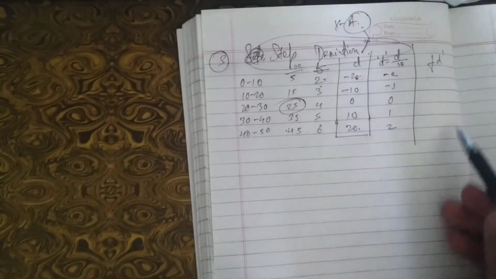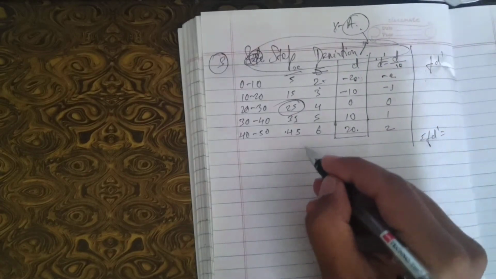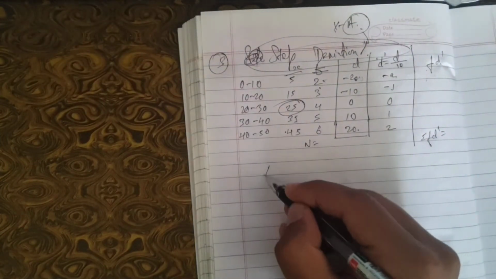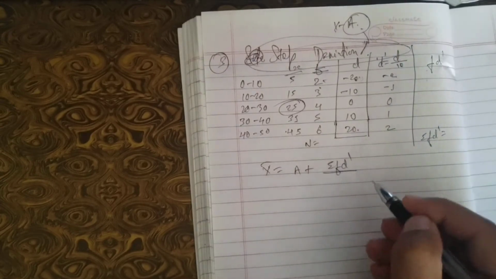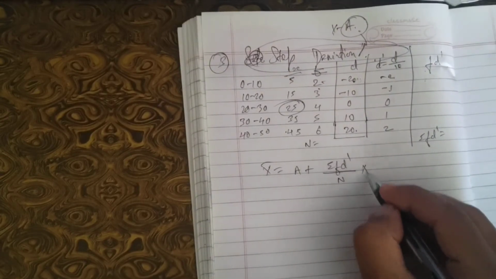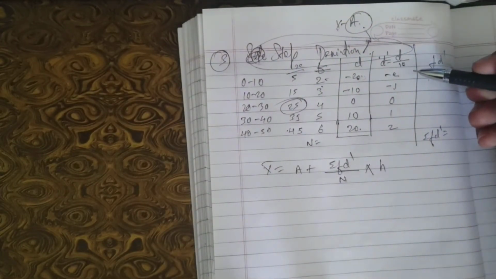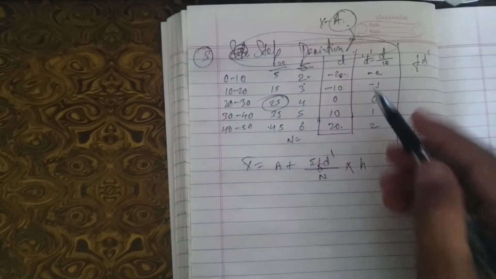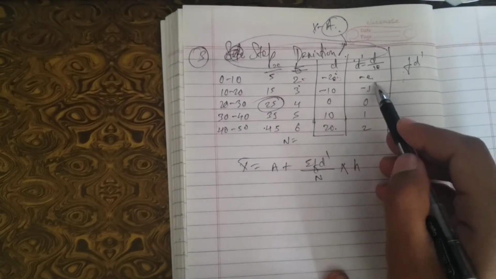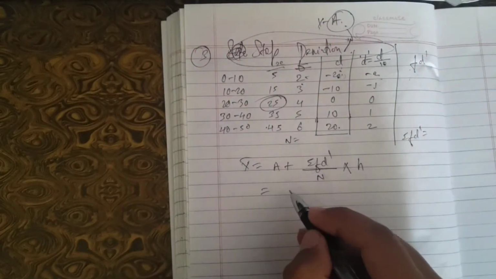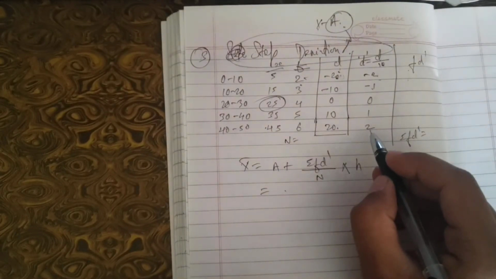So after this, what you basically do is you will compute your fd dash total, and then your frequency total will be out here, right? And then your x bar will be a plus summation fd dash by n into h as well, okay? So see over here, why we are doing it is basically if you see d and d dash, okay, what we have done is divided this number by 10, right? And then after that, I'll show you this as well, it'll be pretty easy.